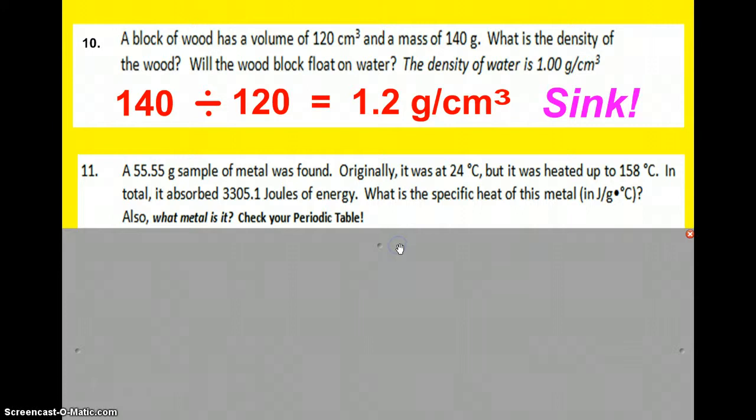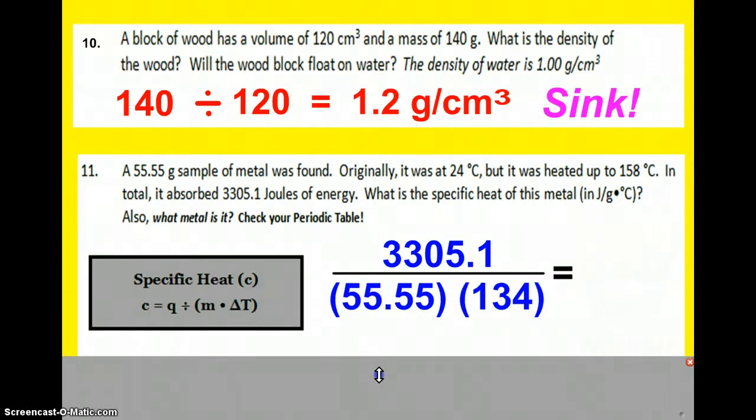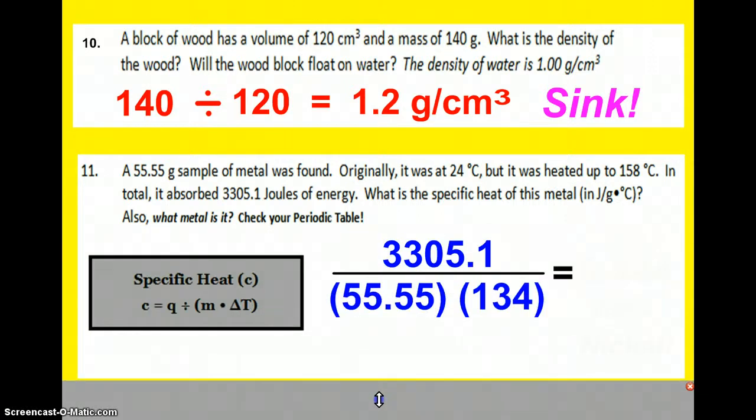Question 11. Here we have a specific heat question. Sample of metal, start at a certain temperature, heat it up, it absorbed so much energy. What is that specific heat, and what metal is it? So there's my specific heat equation, and so I take the energy Q and I divide that by mass times the delta T. Remember that the delta T means change in temperature from 24 to 158. That's a difference of 134, so that's my delta T.